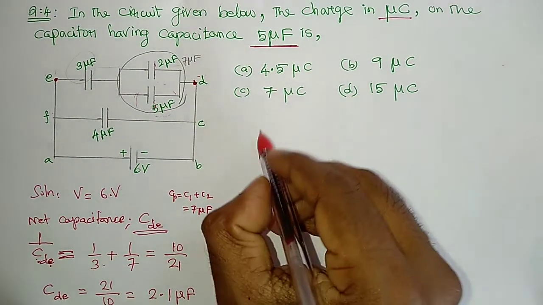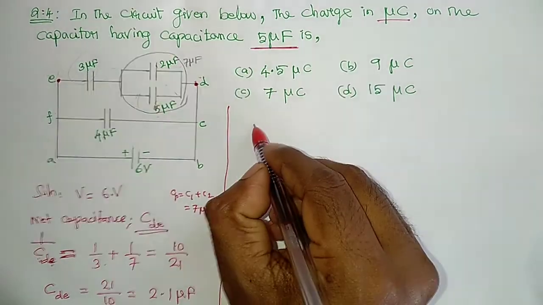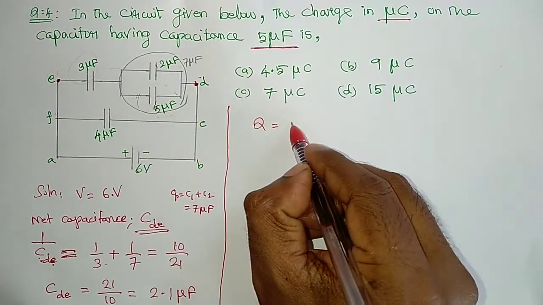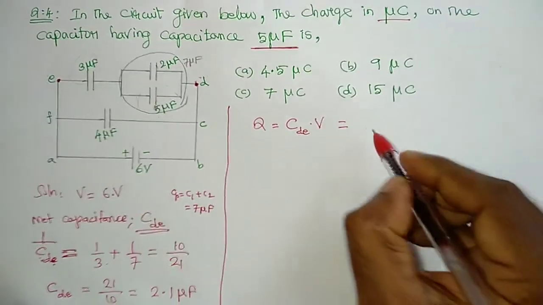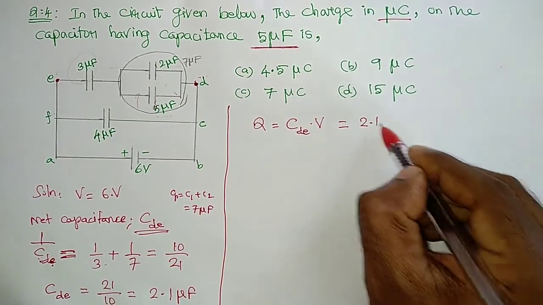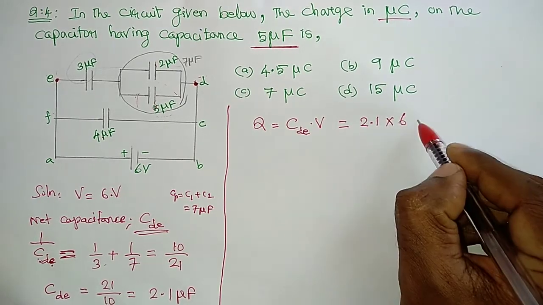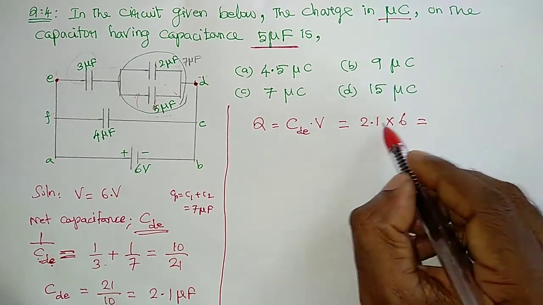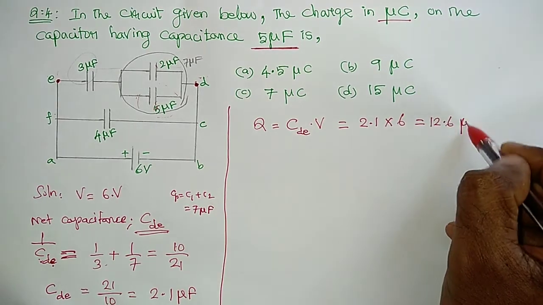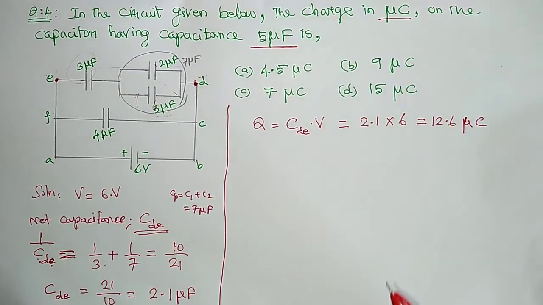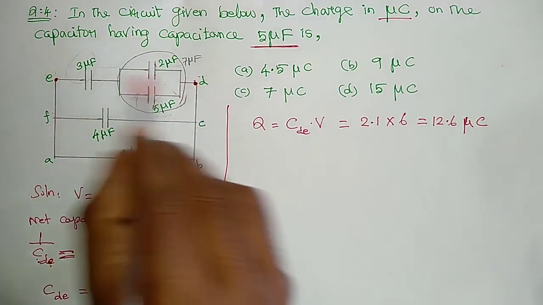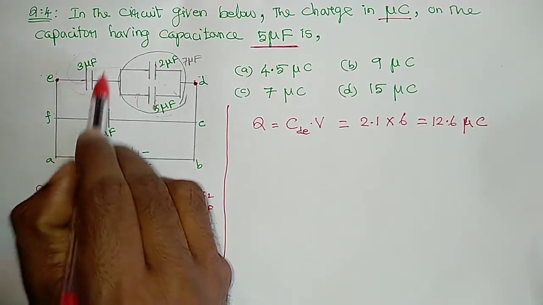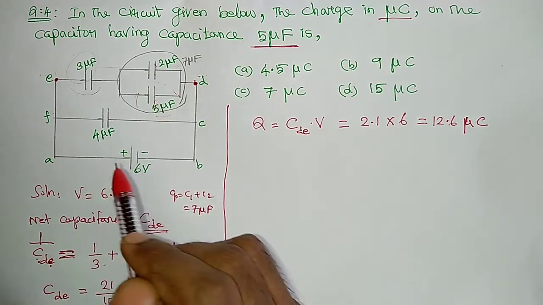So now we have to calculate the charge. Charge is equal to capacitance DE into V, so Q is equal to CV. Capacitance DE 2.1 into potential 6 volt, which becomes 2 into 6 is 12, so 12.6 microcoulomb. Okay, so now we are going to calculate, out of this 6 volt potential applied across these two terminals DE, how much potential is dropped here.